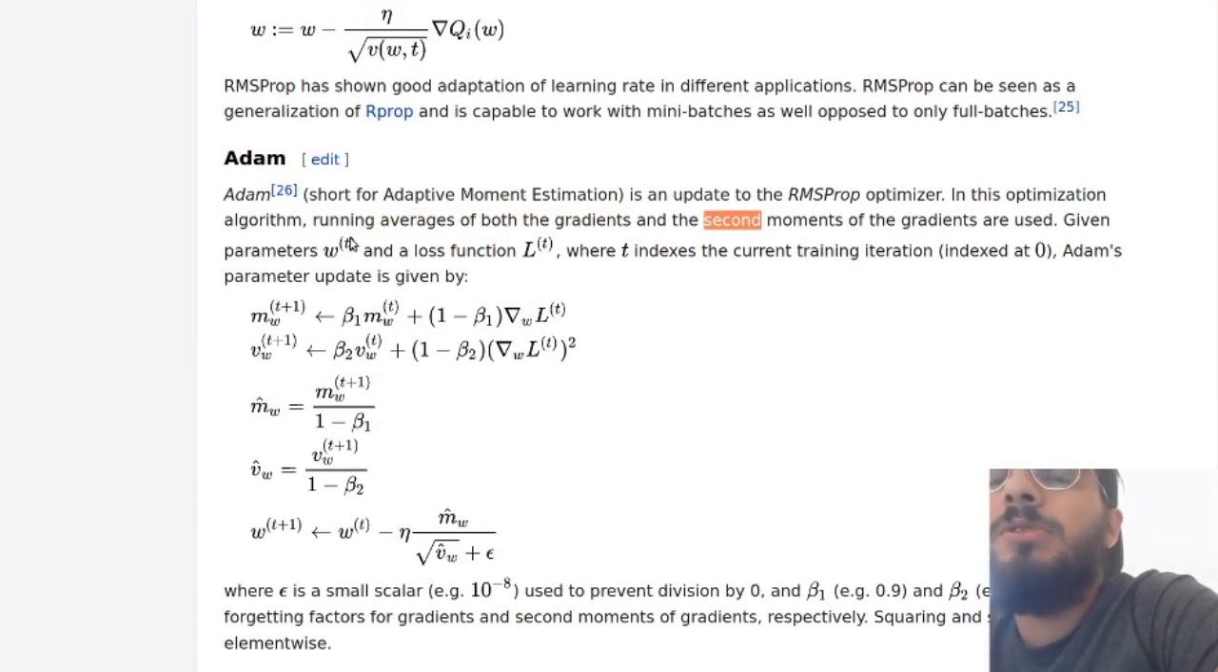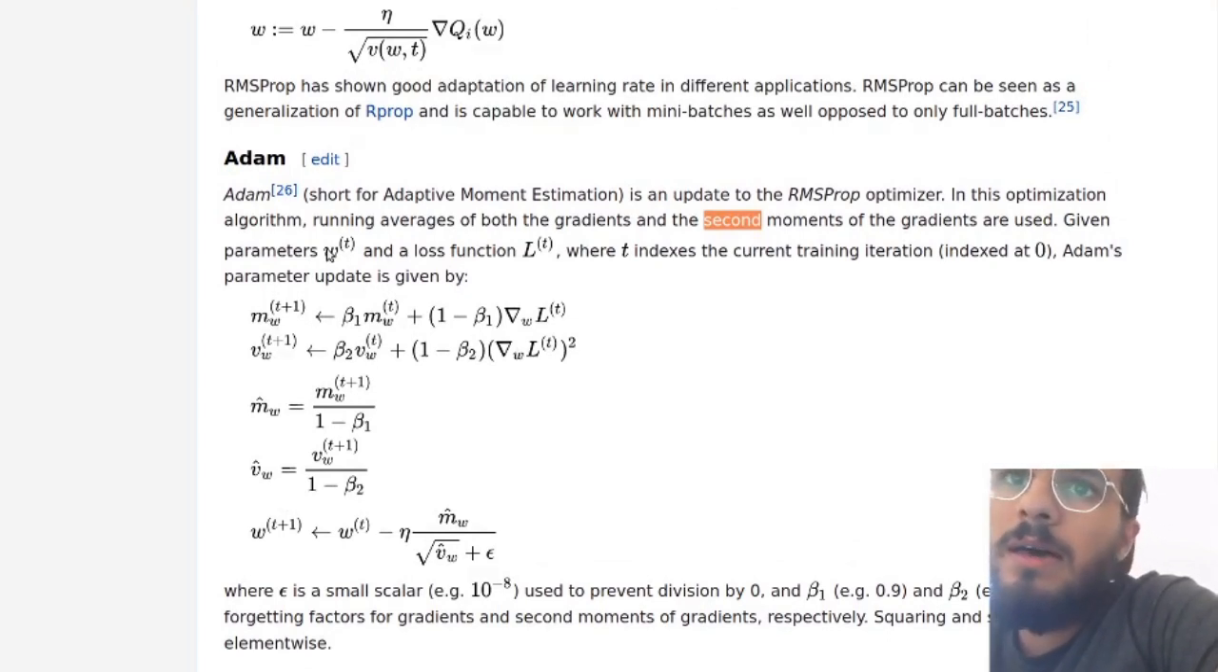Given parameter W_t, okay, so this is the theta, this is the parameter, and the loss function blah, where t is the index of the current training iteration. Perfect. Adam's parameter update is given by this. Okay, good. And then this is the formula. I'm not gonna read it. Okay, here, well, actually, I'm gonna read it.